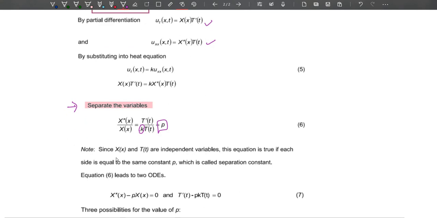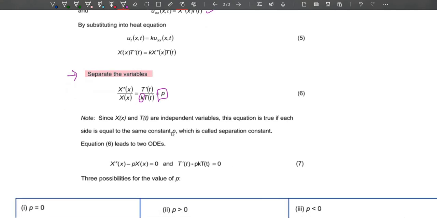Okay, so note that since X(x) and T(t) are independent, meaning independent variables, they vary. So this equation is true if each side is equal to the same constant p. That means if there are changes in t, there will also be changes in x, but the ratio should always be equal to p, the same constant, which is called the separation constant.